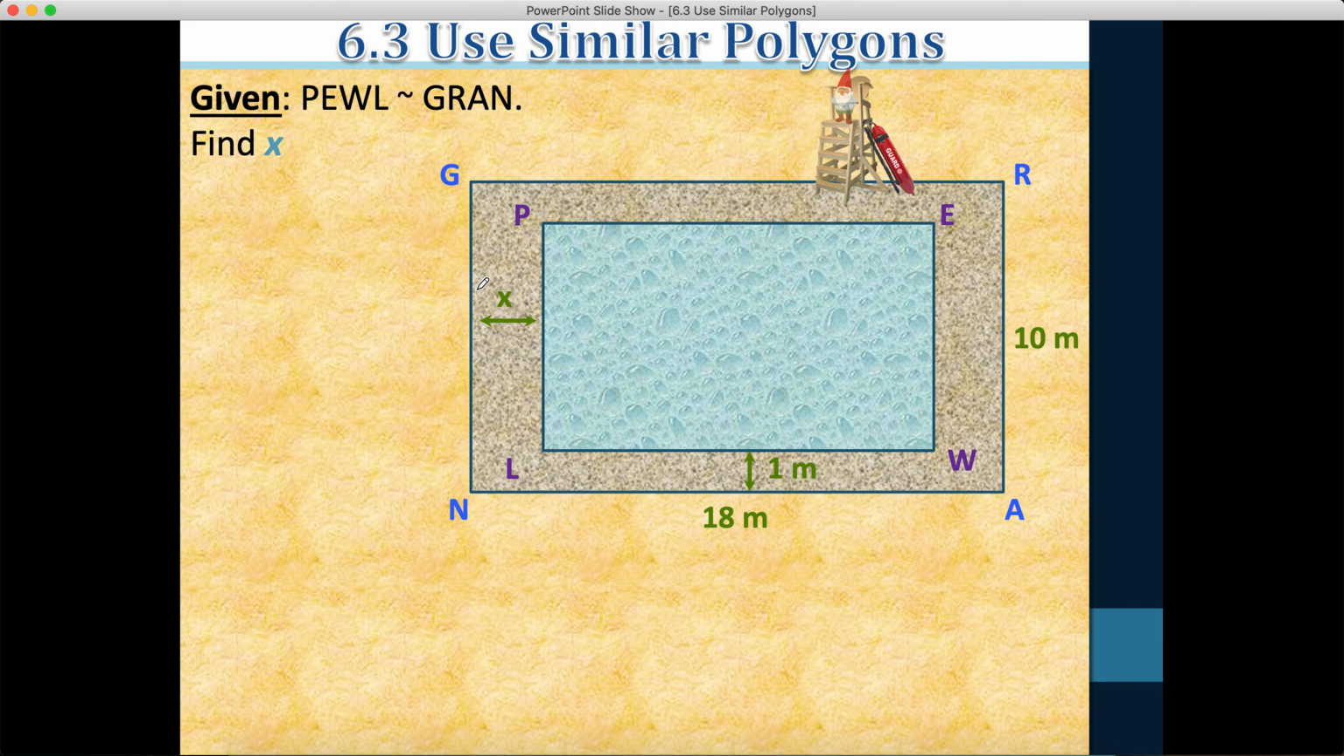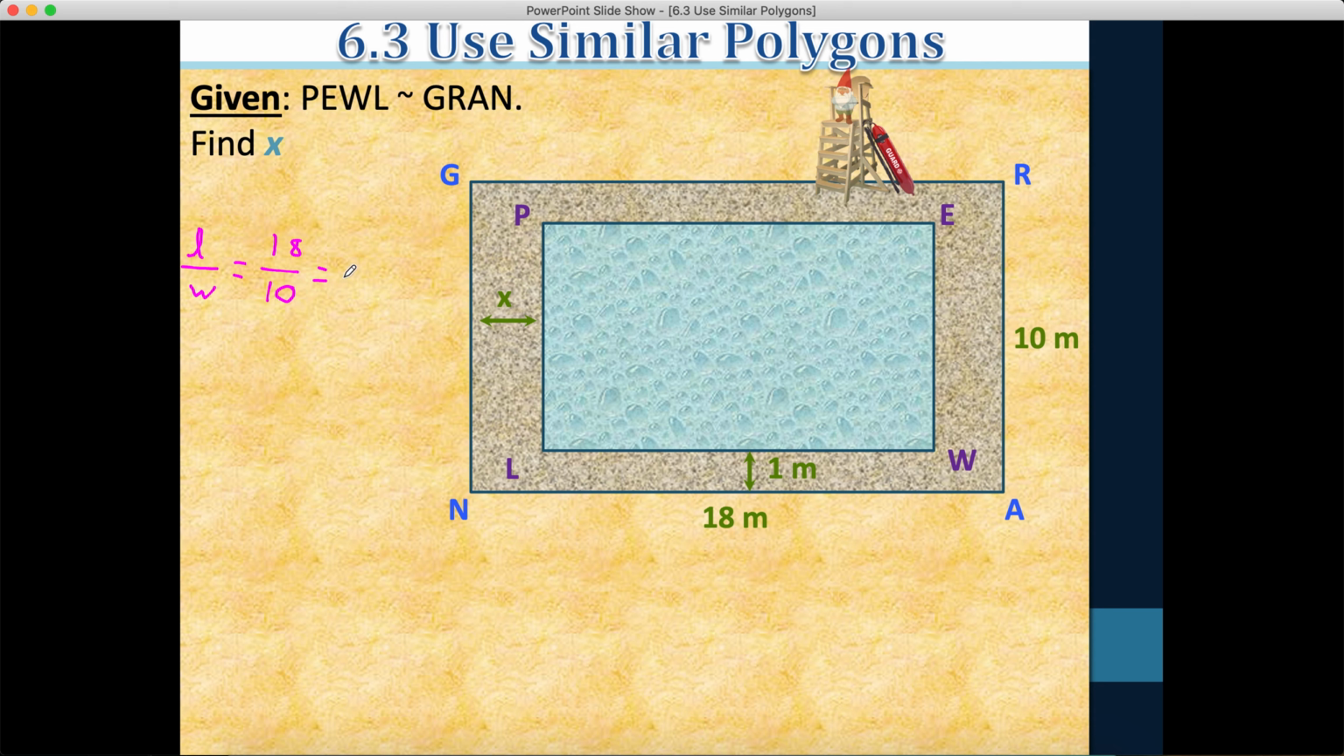So if I want to set up a proportion here, knowing that these two things are similar to each other, I can note that the lengths are going to correspond and the widths are going to correspond. So I could set up a length to width ratio for each of these things. For the granite rectangle, length to width is 18 to 10. Easy.